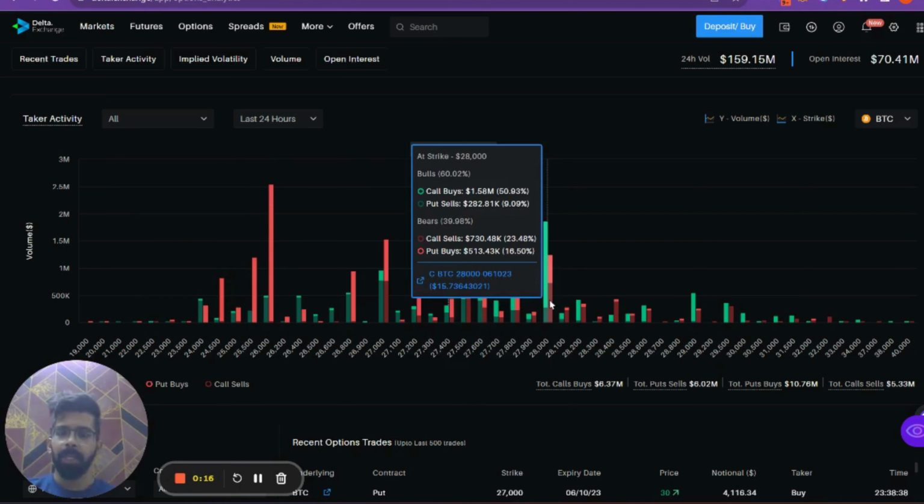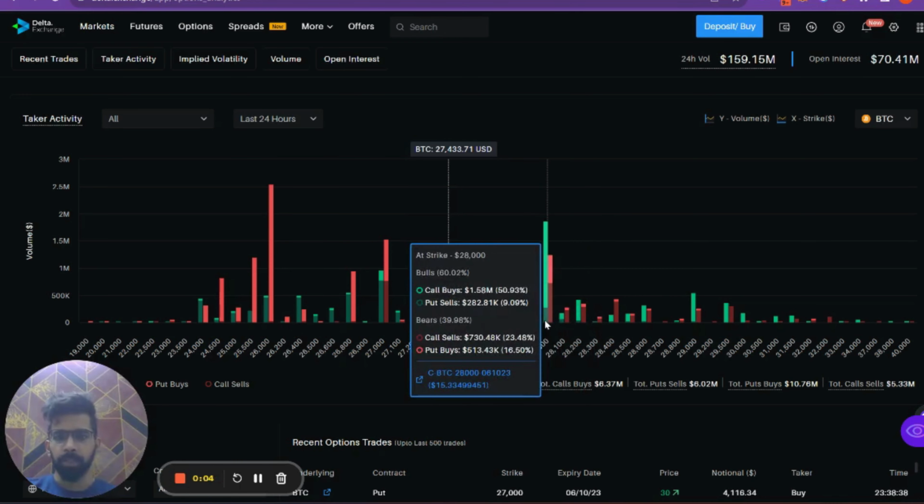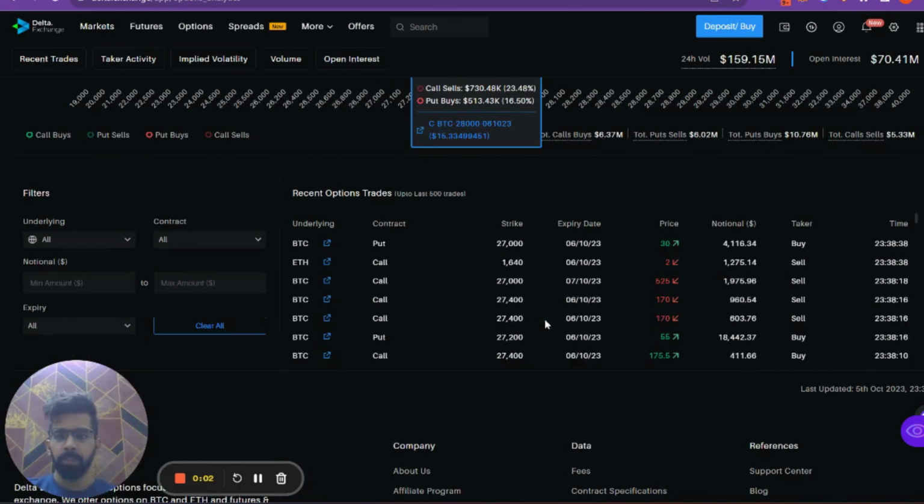Also, if you check out the 28,000 strike, we can see that there was $1.5 million of calls bought and 730K of calls sold. So, roughly 50% of the calls which were bought were also sold. Based on this data, we can conclude that the trades which people are taking are long strangles or long puts.